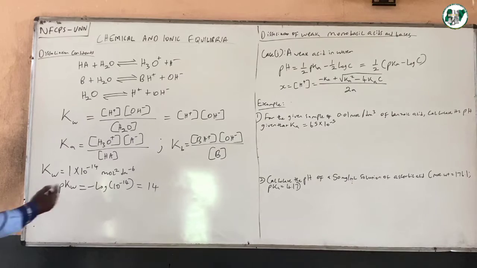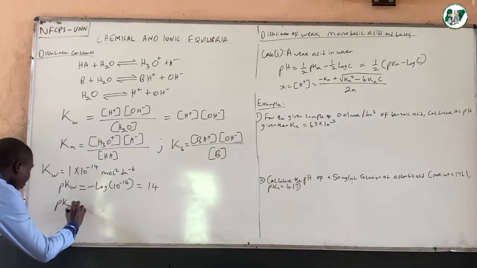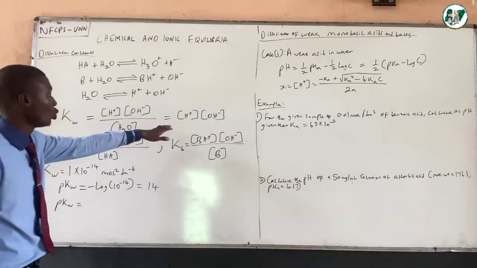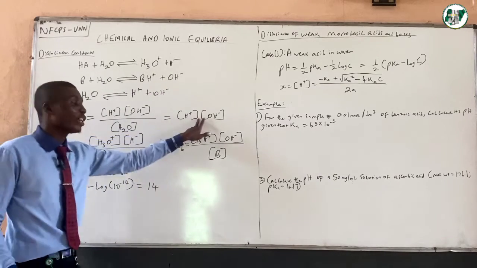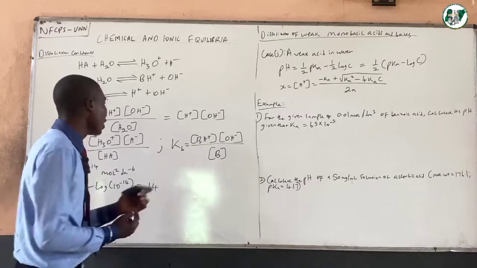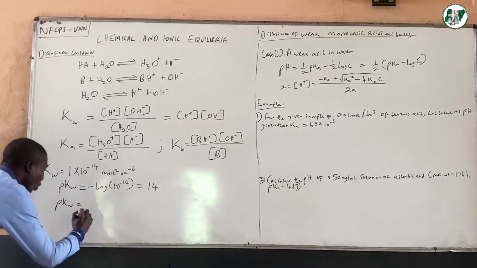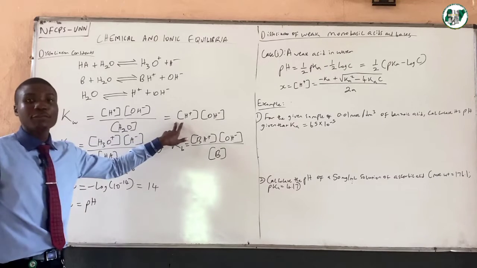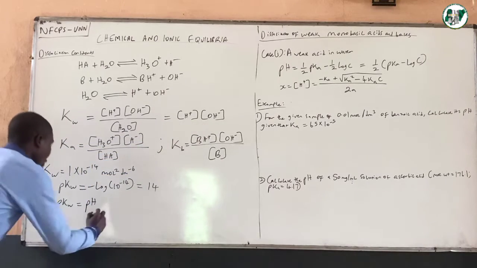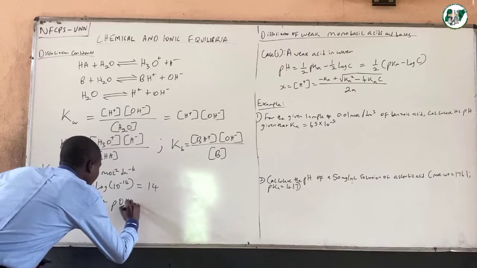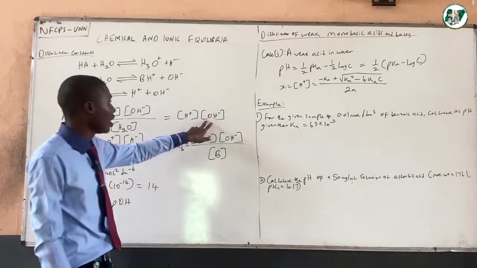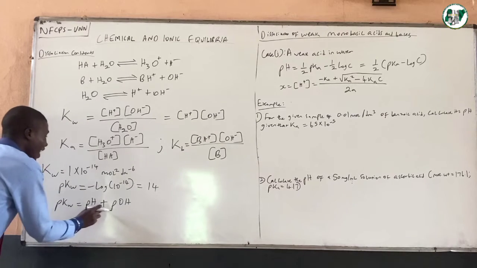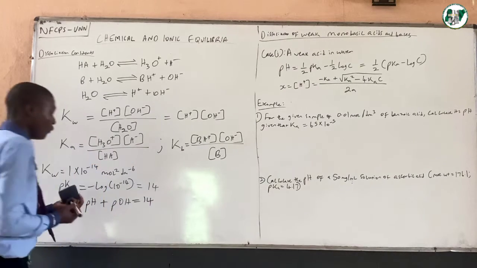So let us do something here. So we have pKw equal to, we are aware that when we begin to introduce logarithms to this, you no longer use multiplication. Instead, it is converted to a plus sign. So pKw is equal to pH. What is pH? pH is equal to the negative logarithm of hydrogen ion concentration, plus pOH. What is pOH? pOH is the negative logarithm of the hydroxide ion concentration. So we know that this pKw is 14, so pH plus pOH is going to give us 14.